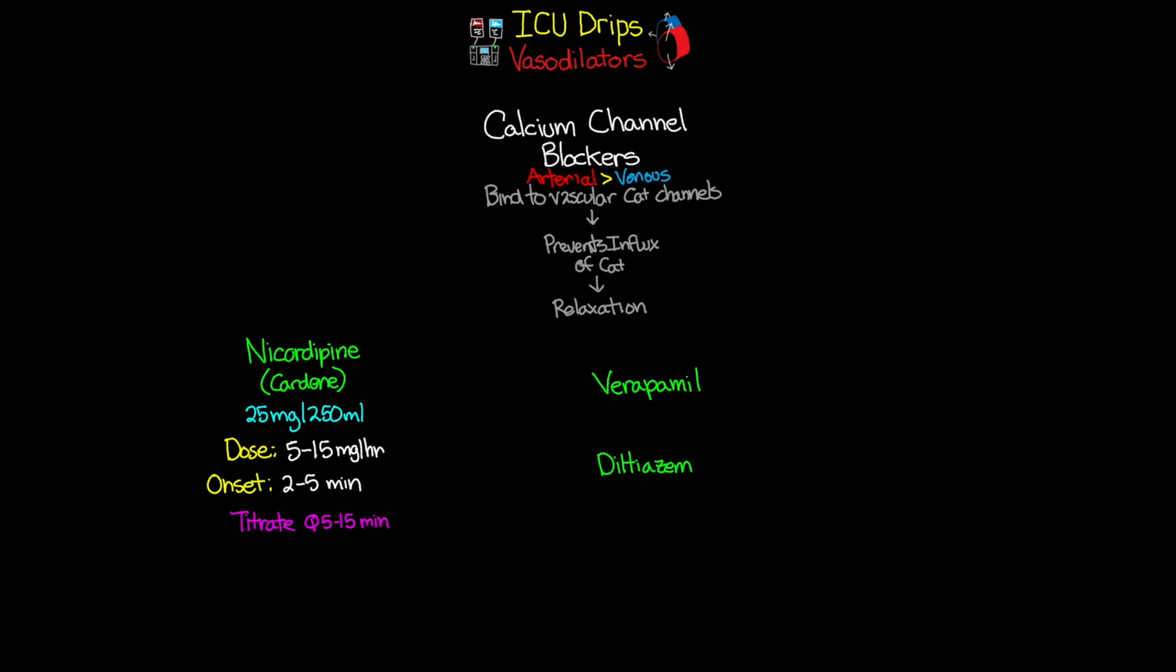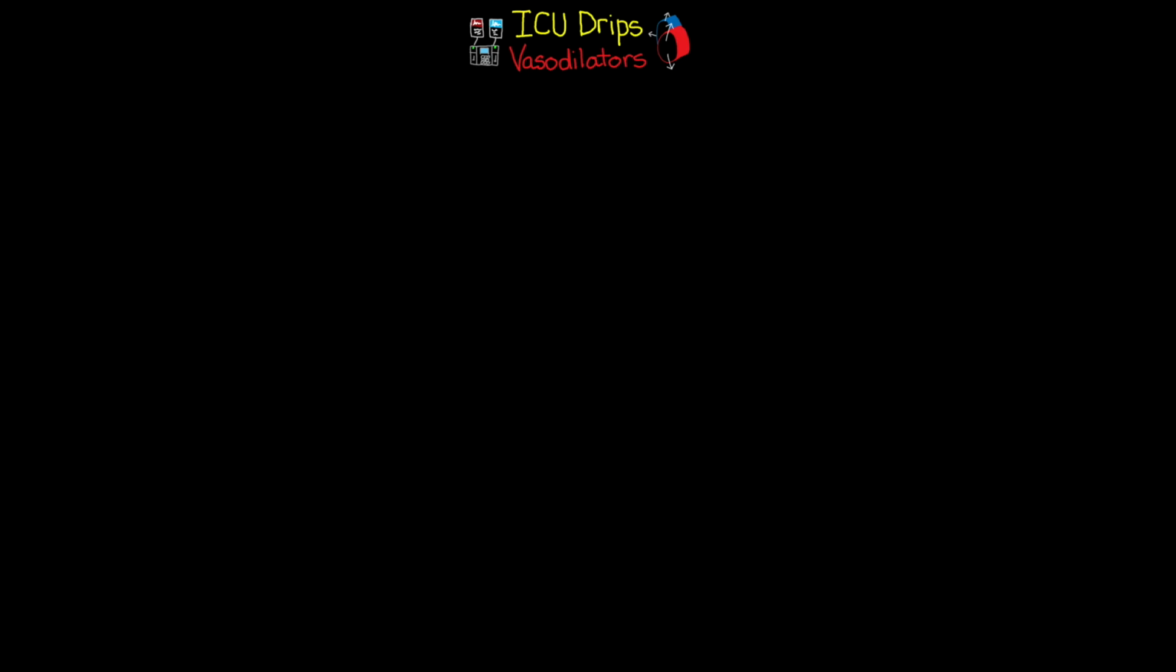Now, if you see a patient on a verapamil drip, it's typically not going to be continuous IV for hypertension, but rather for AFib. As well as for diltiazem, it's going to be the same thing. Diltiazem you'll see more often, and you're going to see this in the range of 5 to 15 milligrams per hour. All right, so now let's move on and talk about our direct-acting vasodilators.